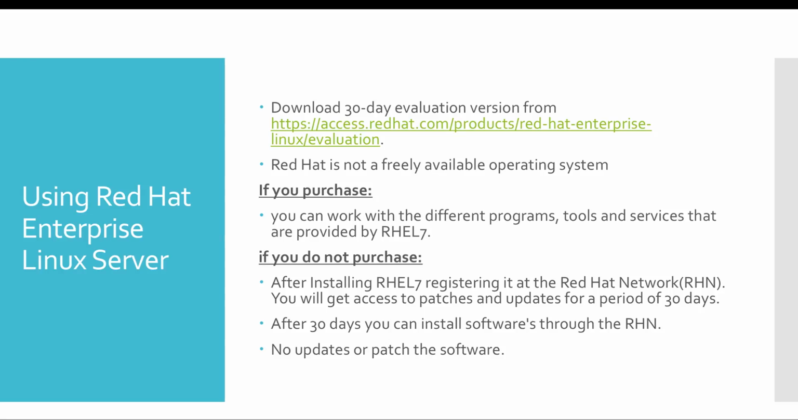If you do not purchase it, after installing RHEL 7 and registering it at the Red Hat network, you will get access to patches and updates for a period of 30 days. After 30 days, you cannot install software through the Red Hat network, and there are no updates or patches for the software. So you will need to subscribe or purchase the Red Hat Enterprise Linux server from the Red Hat vendor.